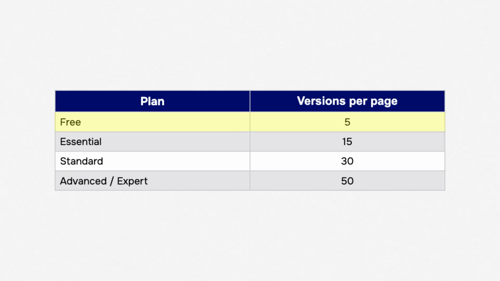Now, the number of versions Onepage keeps per page does depend on your plan. But the good news is that this feature is included on every plan. No add-on and no extra costs. So here's the breakdown. The free plan includes 5 versions per page, Essential plan has 15 versions per page, Standard plan is 30 versions, and Advanced or Expert plan includes 50 versions per page. Once you hit the limit, the oldest version automatically gets replaced by the newest one. So your most recent work is always protected, and you're never losing what's current.